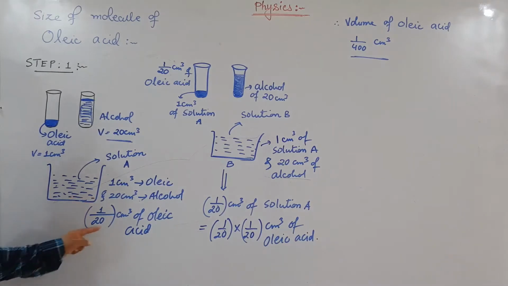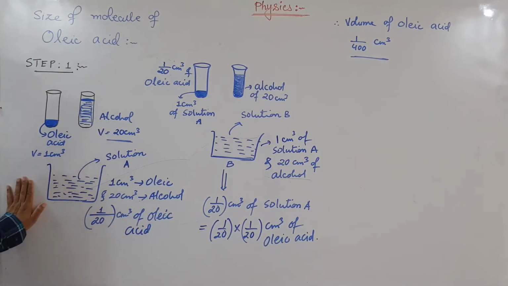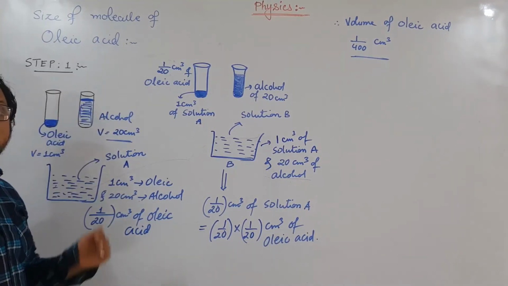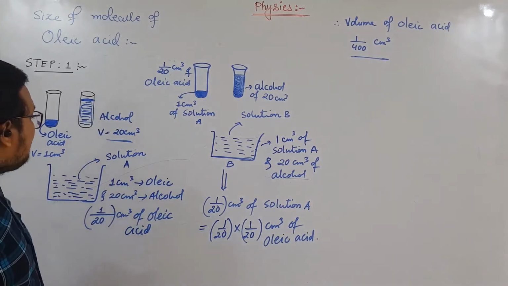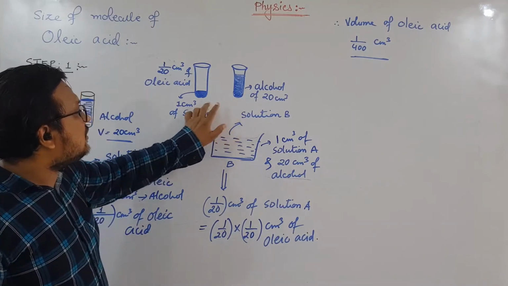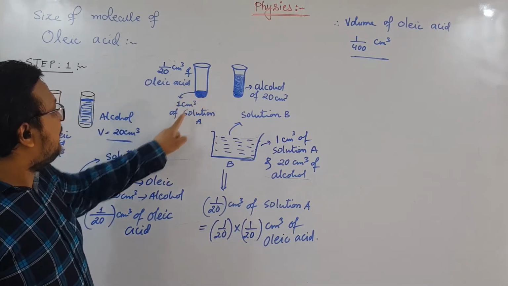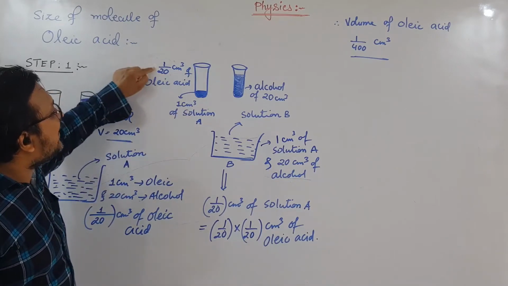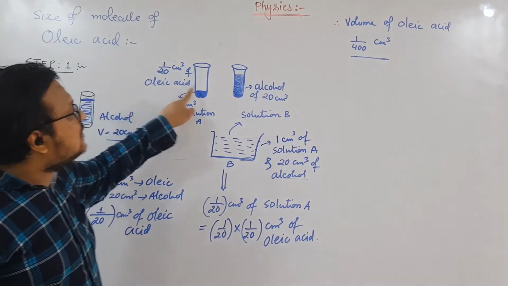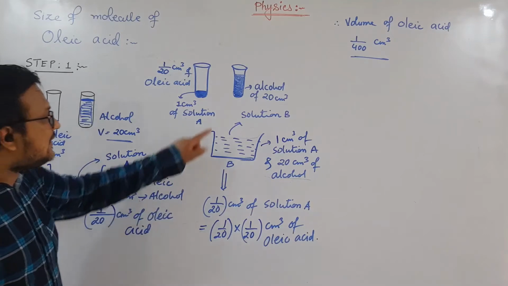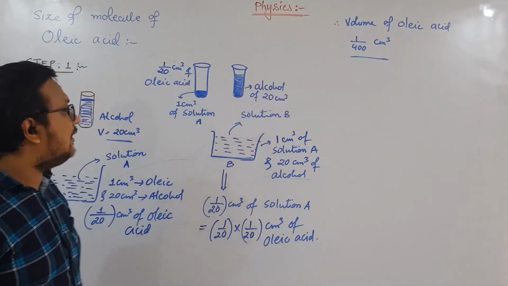Now in this solution we have 1 centimeter cube of oleic acid and 20 centimeter cube of alcohol. So 1/20 centimeter cube of oleic acid is present in it, 1 centimeter cube in 20 centimeter cube of alcohol. Then what have we done? We have again taken two test tubes, and in one test tube we have poured solution A, which contains 1/20 centimeter cube of oleic acid, and the other test tube is filled with 20 centimeter cube of alcohol.